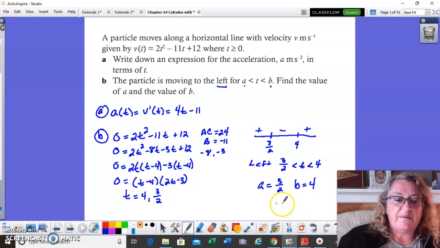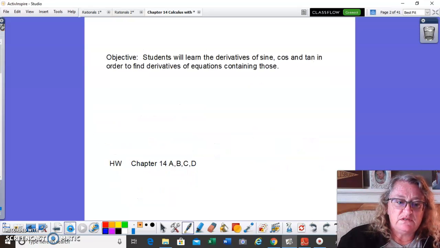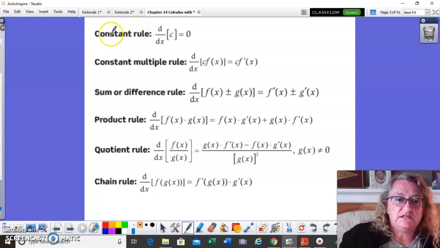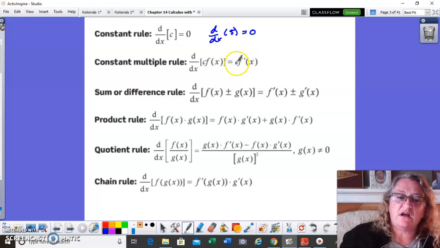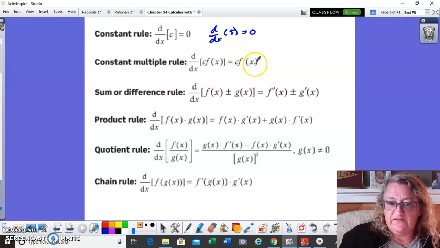Okay, so that's a nice little warm up there. Next, I just want to make sure that we review real quick some derivative rules. We have our constant rule. The derivative of any constant number is equal to 0. So the derivative of, say, 5 is equal to 0. The constant multiple rule means that if we have a constant in front of a function, we can pull that constant out front, and then just find the derivative of that function.